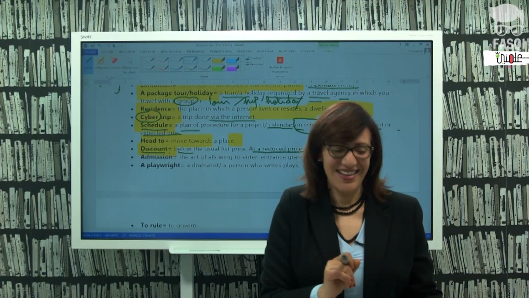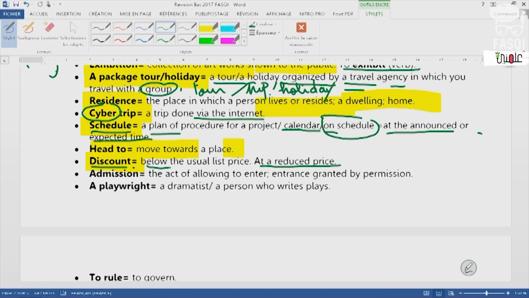Good. Then admission. We talk here about admission or being admitted. That's a noun, as you see. The act of allowing. So there you have a permission to enter.